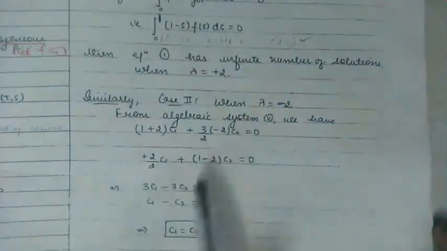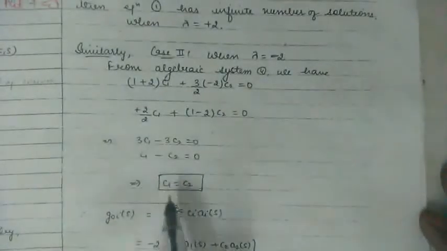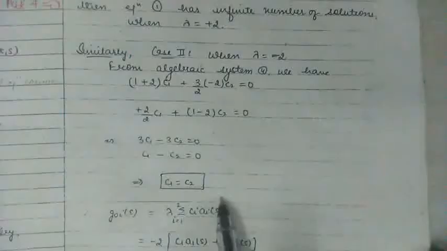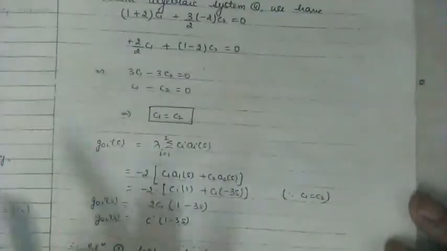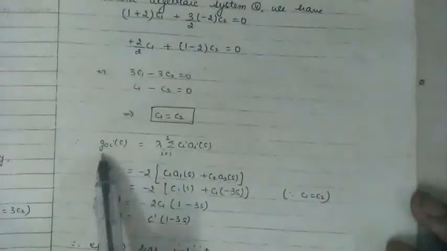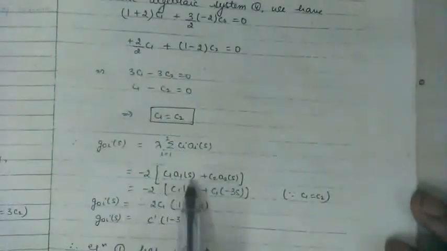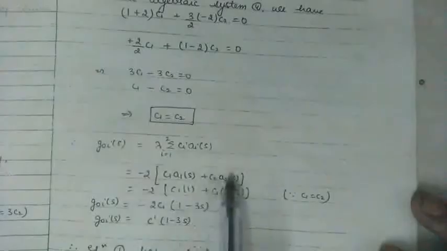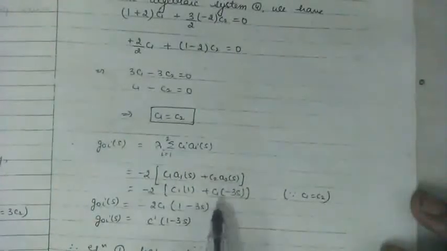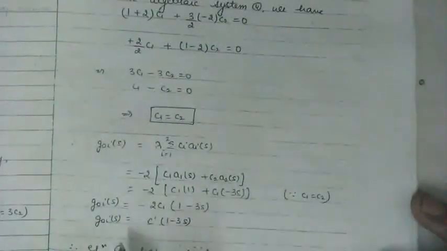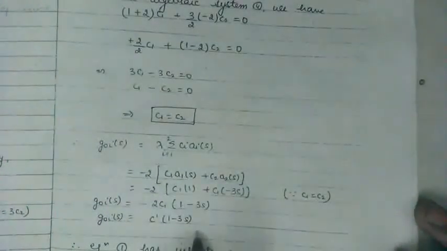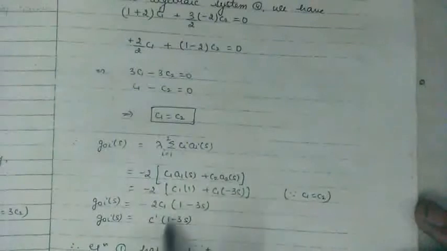In the same way, when lambda is minus 2, substituting the value of lambda in the algebraic system, we get the value of c1 in terms of c2. We get c1 is equal to c2 from there. Now substituting this value in the solution g0i, g0i is equal to minus 2 into c1 a1 plus c2 a2. Because c1 is equal to c2, we can put c2 equal to c1, and from here we get the solution of the transposed homogeneous equation corresponding to lambda equal to minus 2.